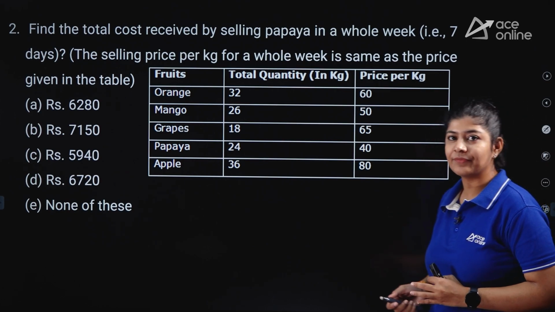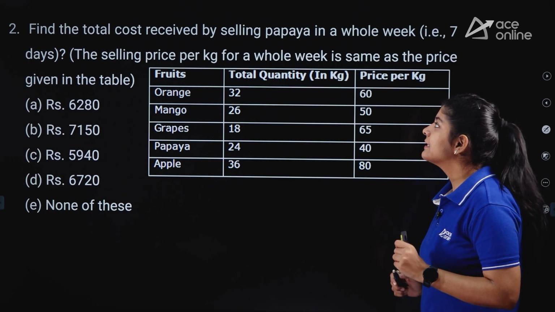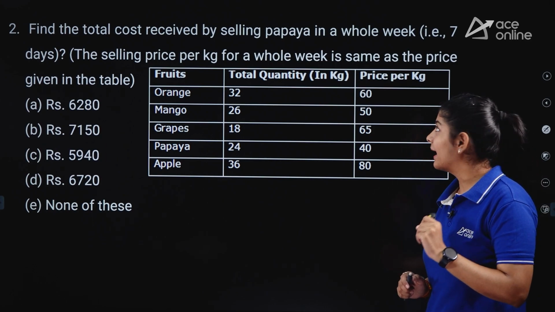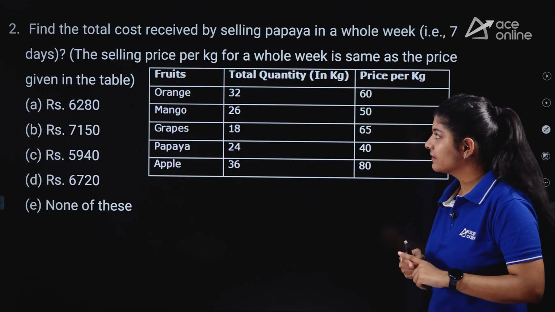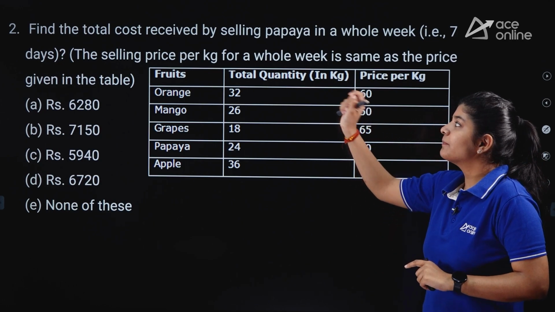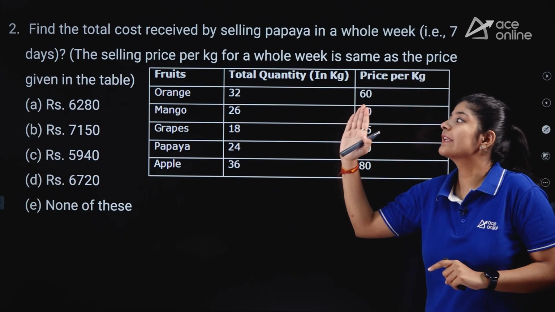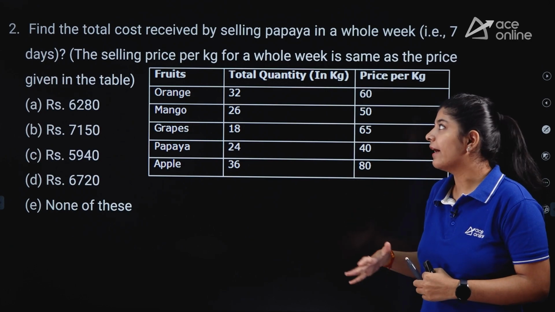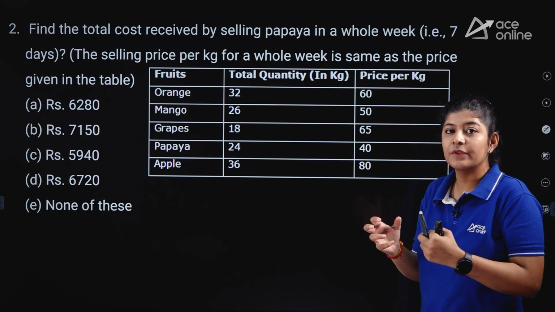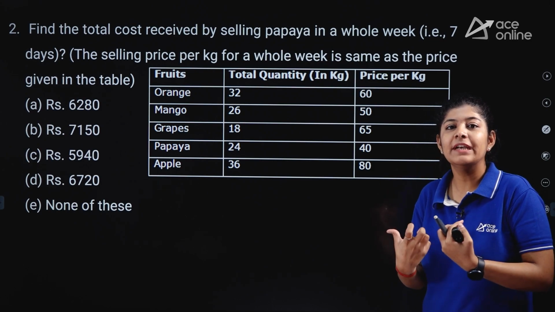Here we have to find the total cost received by selling papaya in the whole week, that is 7 days. The selling price per kg for the whole week is the same as the price given in the table. This is a very simple question. All you have to do is find out the total cost received in a week, that means in 7 days.